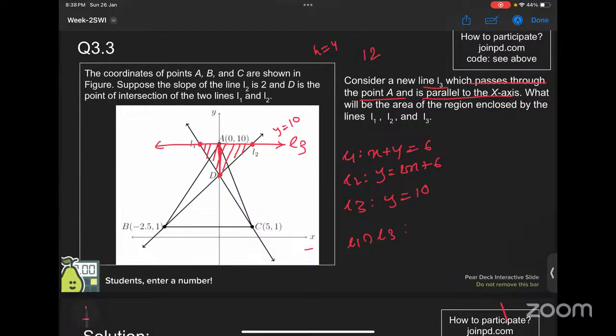How is the height 10? The coordinate of D is (0, 6) and the coordinate of A is (0, 10). So if I exclude this portion from the whole portion, then we will get the height, right?